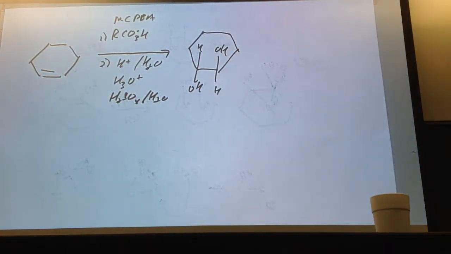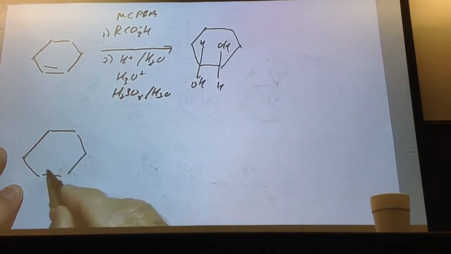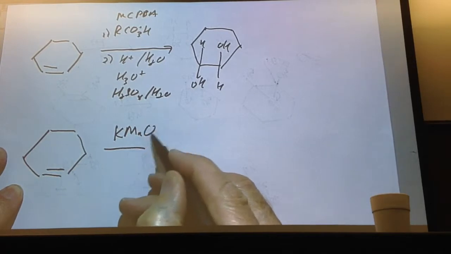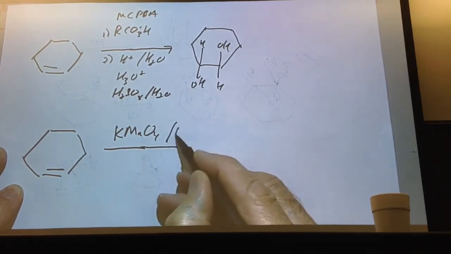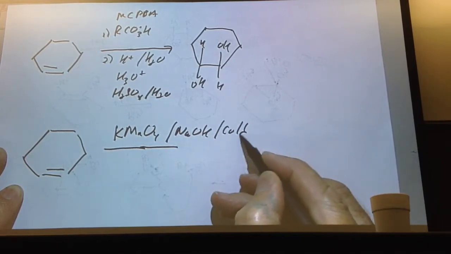Okay, now suppose you want to point in the same direction. Suppose you want syn addition. You can do this. The mechanism is not very well understood, but these are the reagents you use. You want syn addition: potassium permanganate, usually in a basic medium, and usually kind of cold.